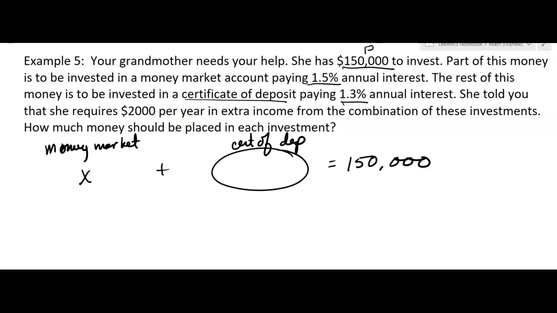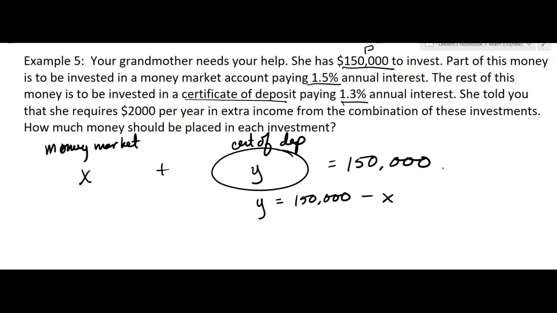So this is the tricky part for students sometimes. So you've got like two things going on. X in the money market, and then like Y, you can put a Y there if you want temporarily, for the certificate of deposit. But we can't have two variables because we need to be able to solve this equation. But here's the thing, if you subtract X from both sides, Y equals 150,000 minus X.